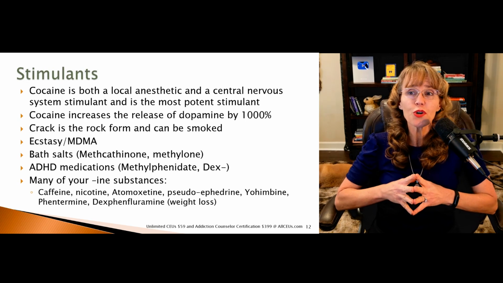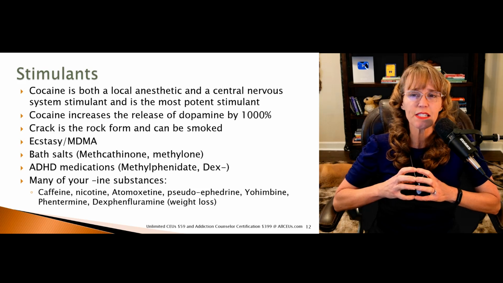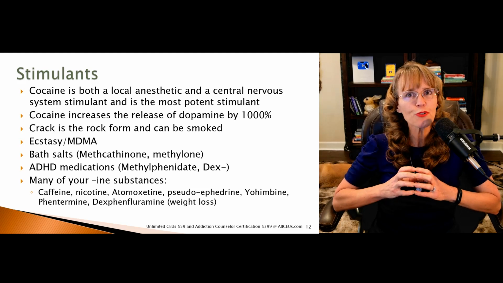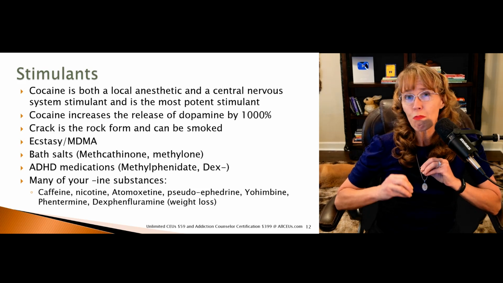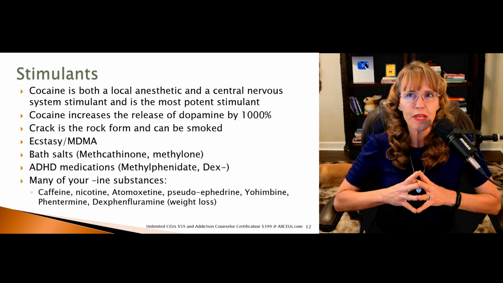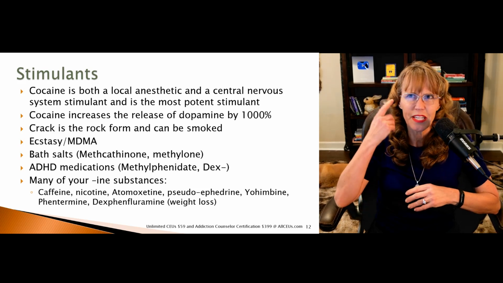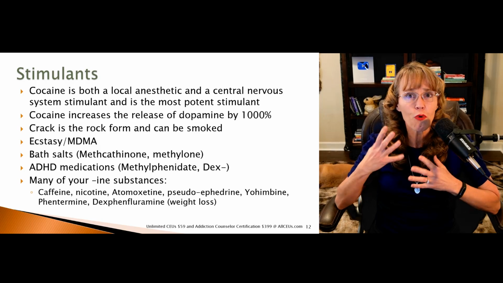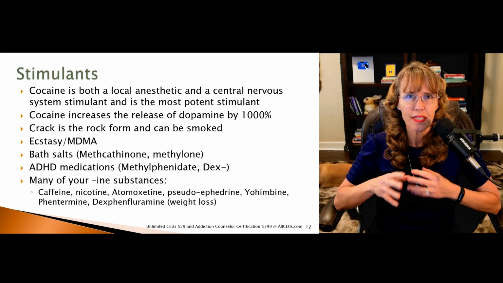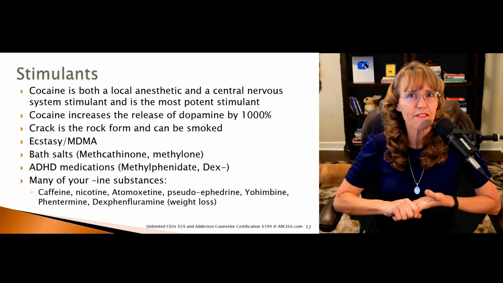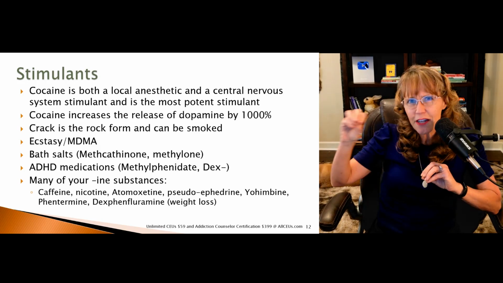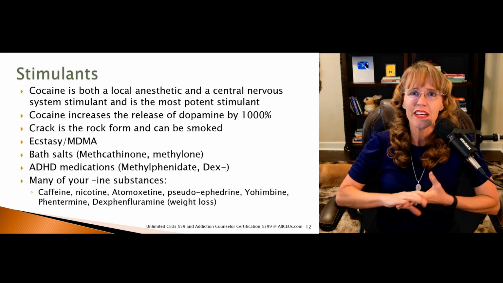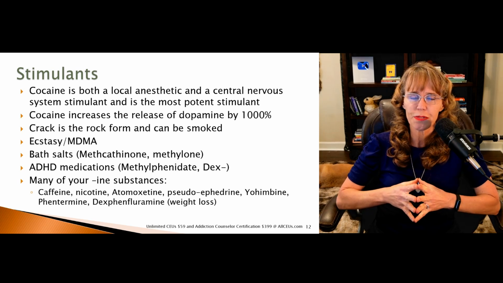Cocaine is both a local anesthetic and a central nervous system stimulant and is the most potent stimulant out there. It's not used much anymore, but it used to be used for ear, nose, and throat surgeries for numbing in a cream formulation, but they've found alternatives now. So that's kind of going out, but it's still available to certain practitioners.